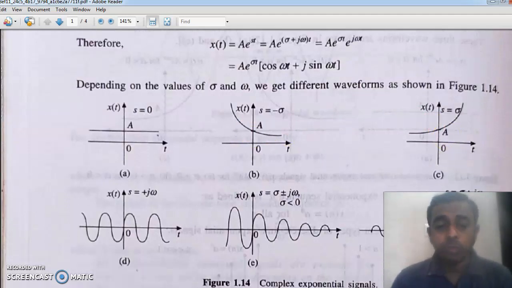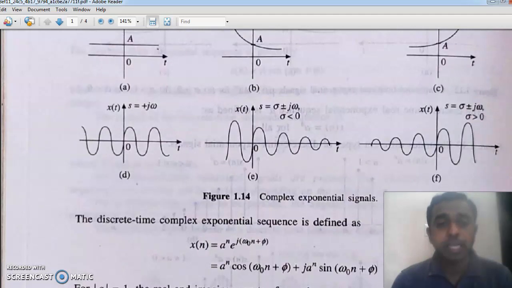Now the other case: suppose sigma is 0 and j omega has some value. Then it has sinusoidal oscillations. It is simply undamped oscillations. There is no damping factor. Simple oscillations will continue like sustained oscillations.